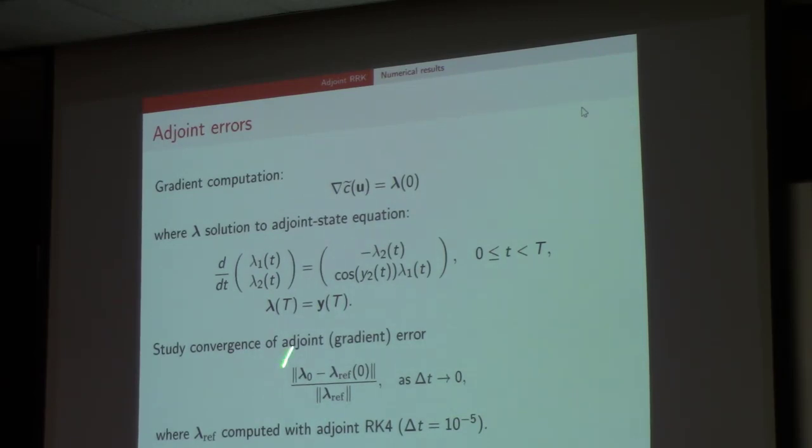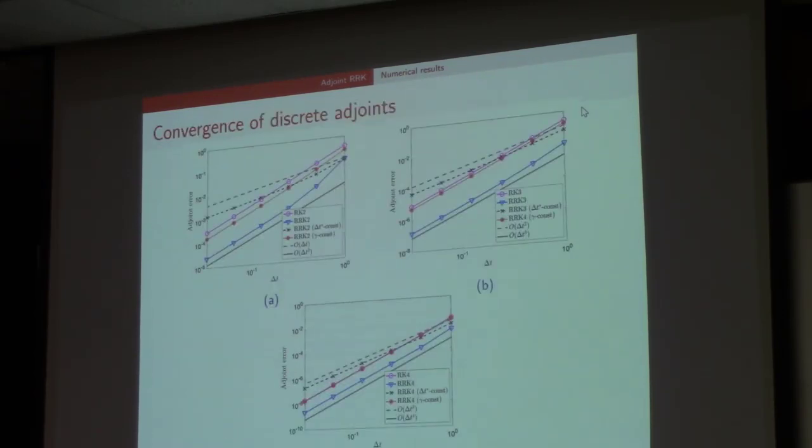And so we're going to study the convergence of our adjoint solutions at the initial time. These are just some quick convergence plots, demonstrating two things: that the adjoints of the relaxation Runge-Kutta methods are consistent, they are converging, and they're converging with optimal rate to the regular adjoint Runge-Kutta. And moreover, they are more accurate.